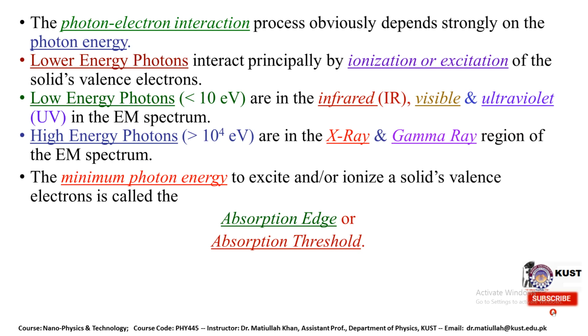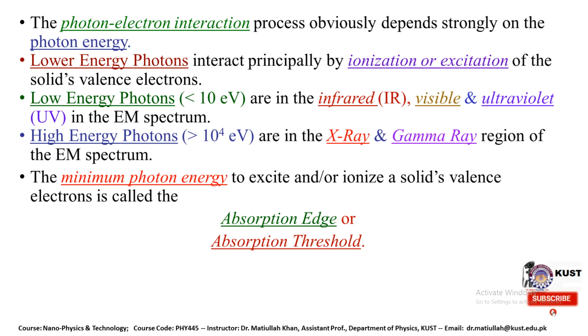So we have lower energy photons that interact principally by ionization or excitation of the solid's valence electrons. We have low energy photons, whose energy is less than 10 electron volts, in the infrared range, visible or ultraviolet light in the electromagnetic spectrum. In some cases, high energy photons whose energy is greater than 4 electron volts are in the X-ray and gamma ray region of the electromagnetic spectrum.